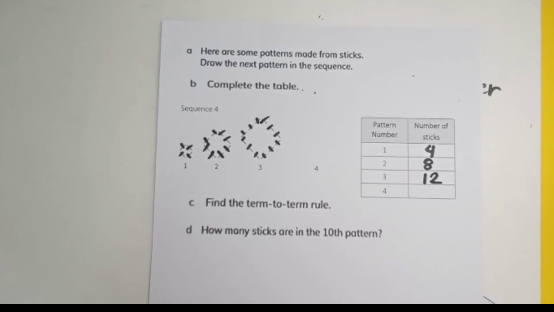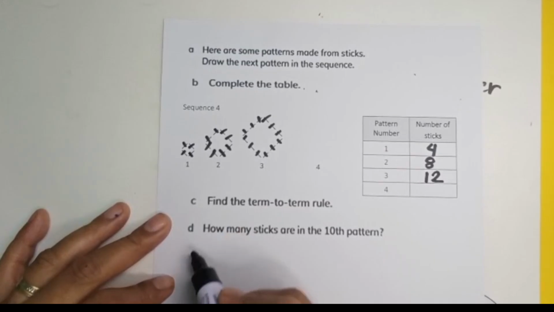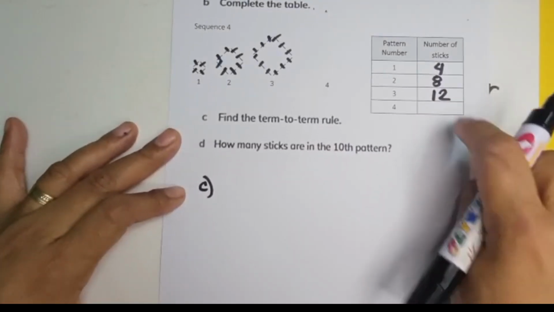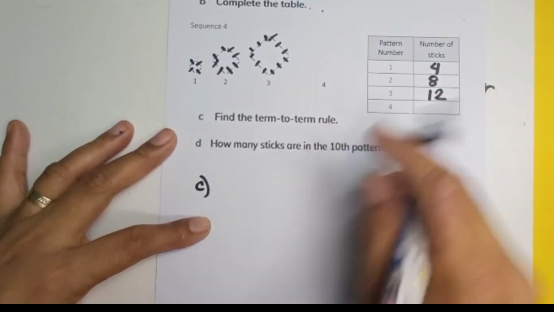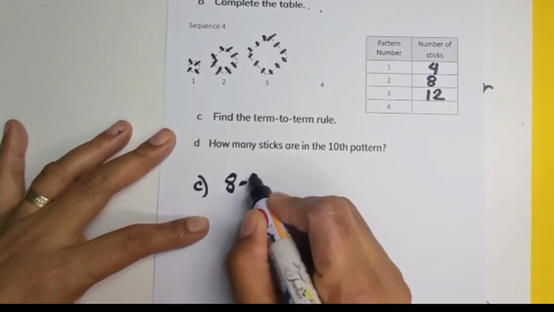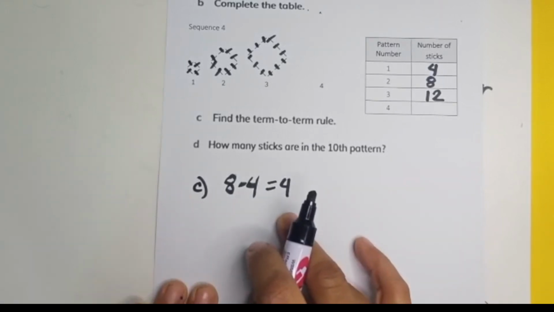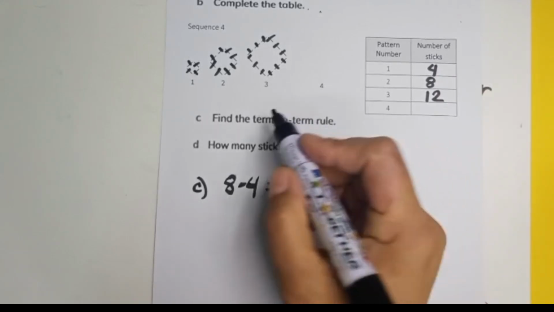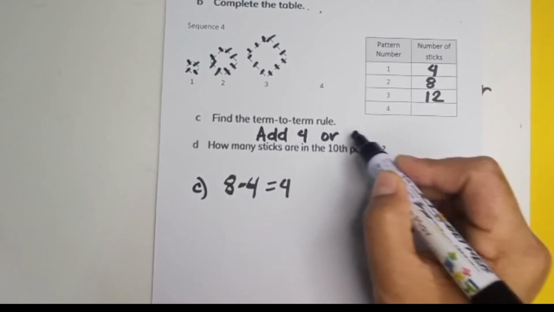Now, first, let's find out the term-to-term rule. Let's go first with letter C: find the term-to-term rule. In finding the term-to-term rule, we first need to find the common difference. Common difference means second term minus the first term. So 8 minus 4 gives us 4. Our common difference is 4. As I can see, my pattern is increasing. Therefore, the term-to-term rule is add 4.